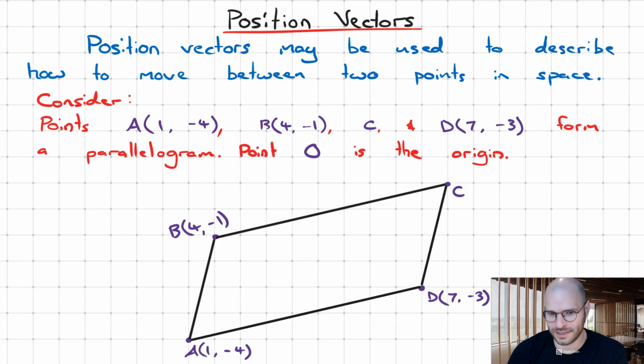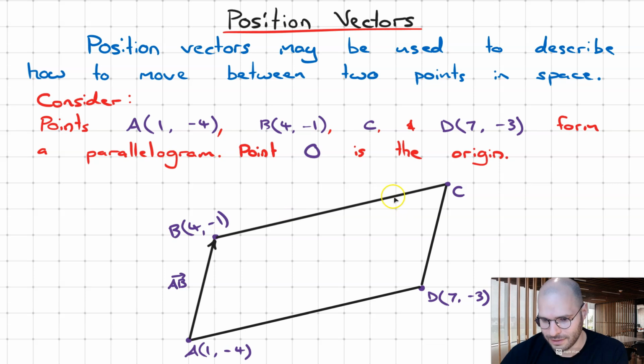Now remember, position vectors describe the movement between 2 positions in space. So if I wanted to move from A to B, I could describe the movement from point A to point B using the position vector AB. I can show that it's a position vector by simply changing the side of this parallelogram into an arrow, and I'll simply name it AB. So AB shows me how I move from point A to B.